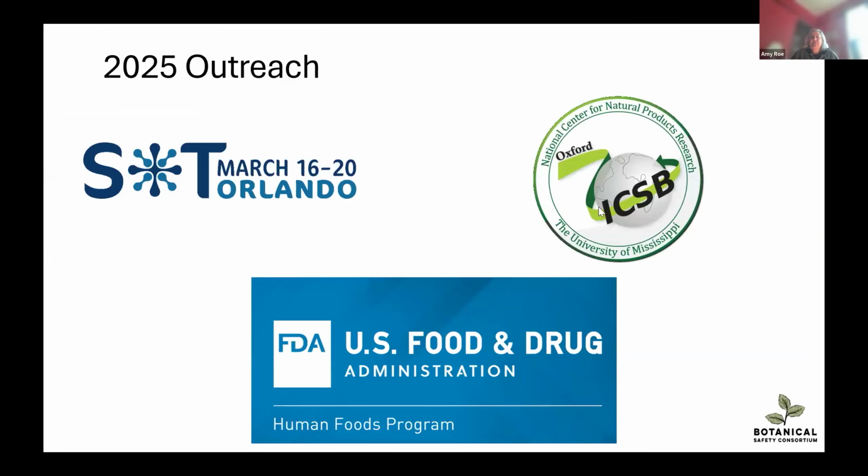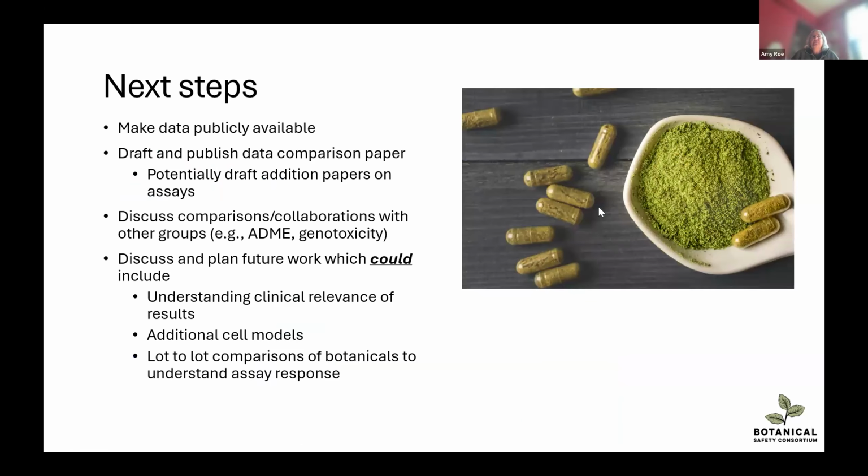We presented some of these data at the recent SOT and the ICSB meeting, and we've also presented the data to the FDA in a presentation that Connie and I gave earlier this fall. And we are considering a number of next steps.